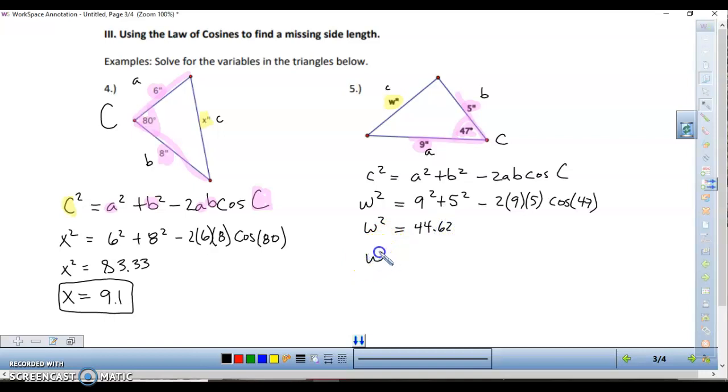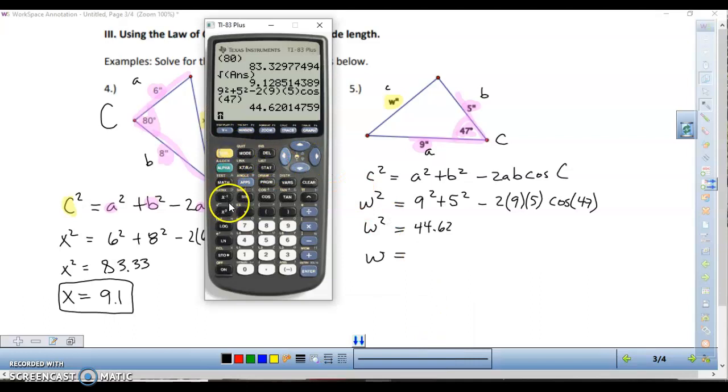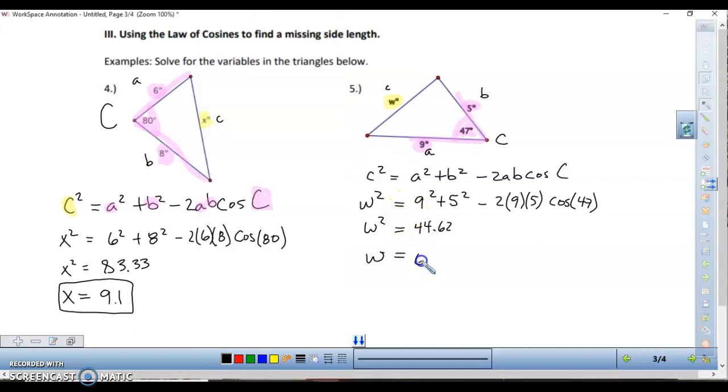But I don't want w squared, I want w, so I'll square root both sides. So I'm just going to hit square root, and then this little answer button down here, the previous answer. Square root of 44.62 is like 6.67, so about 6.7 we'll call it. So w is about 6.7. So you guys, that's how you use law of cosines to find a missing side length. And remember, in order to do that, you have to know an angle and then the two sides surrounding it, and then you can find the side opposite that.